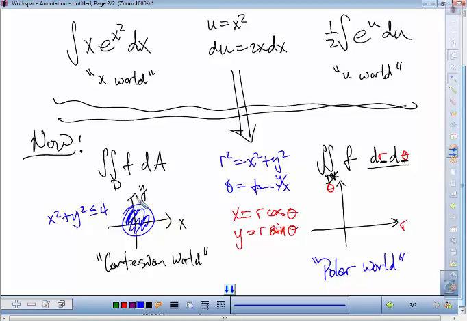Now, how would you describe that in polar coordinates? This is back in chapter 10 now. If I wanted to draw a polar coordinate circle, what would my equation be? R equals constant. So in this case, the constant is 2.